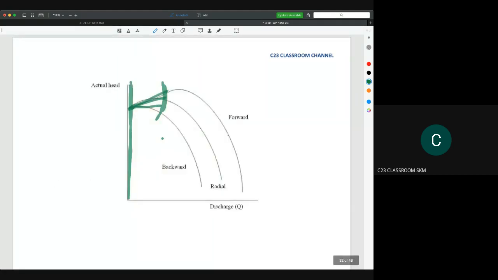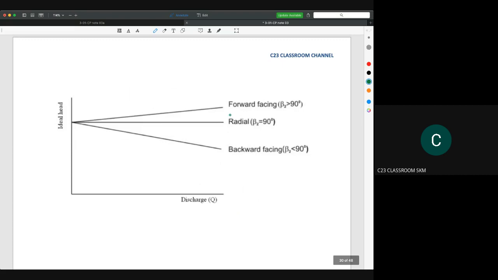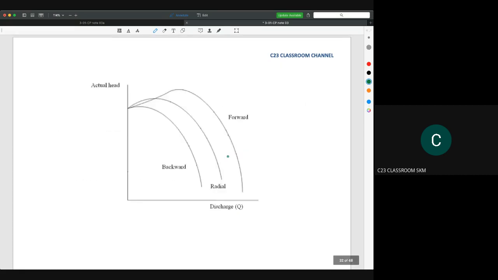The first graph is telling you about this region only. If you have a larger region, looking at the correlation between the actual head and the discharge, you will find that the correlation is not a straight line. Previously you could see that it looked like a straight line, but actually it is not. It is curved like this.